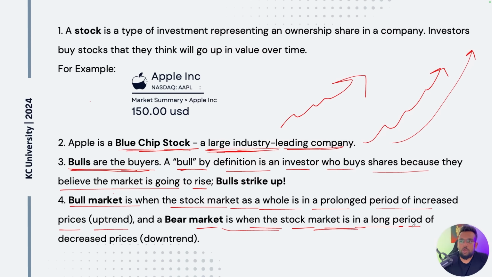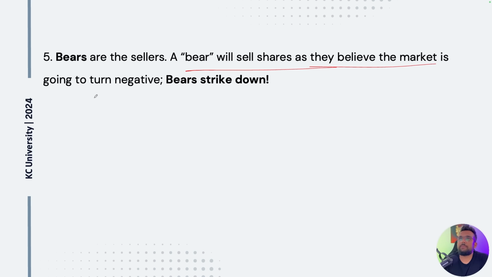A bear market is when the stock market is in a long period of decreased prices, a downtrend. Okay, when the market goes down and keeps going down, that's called a bear market. Sweet. Now, bears are sellers. A bear will sell shares as they believe the market is going negative. Bears strike down. What is a bid price?